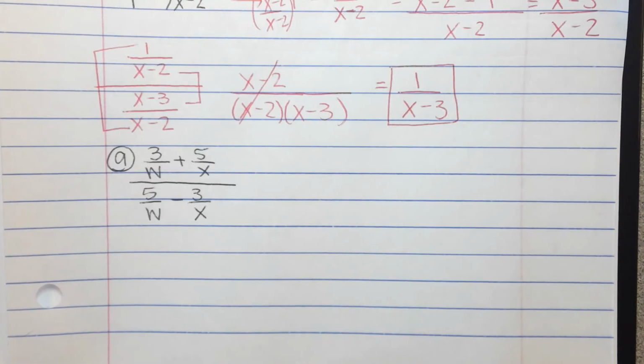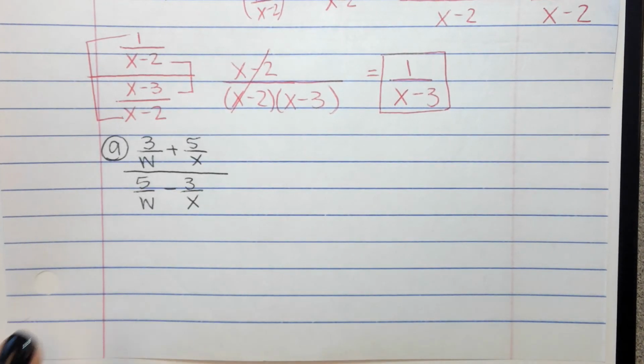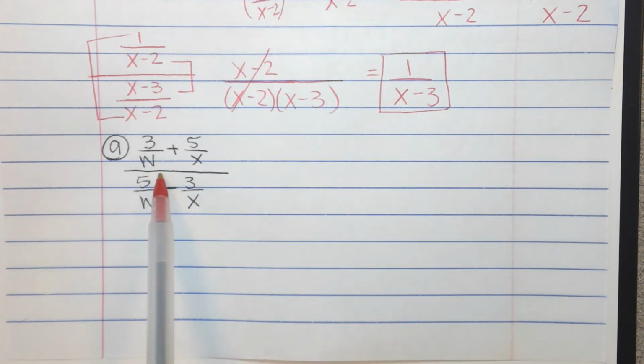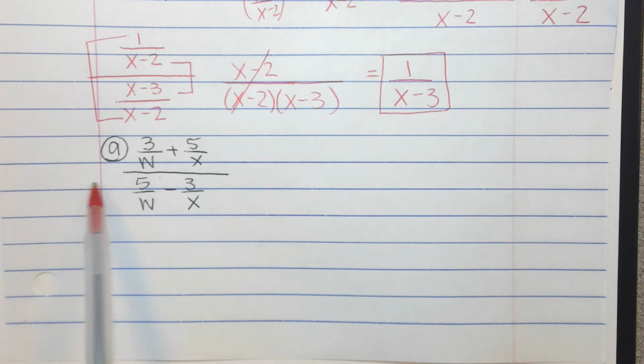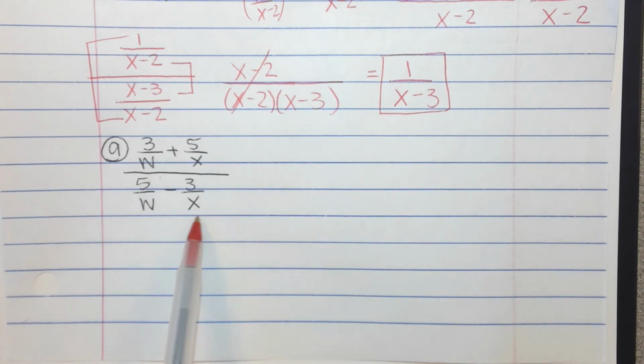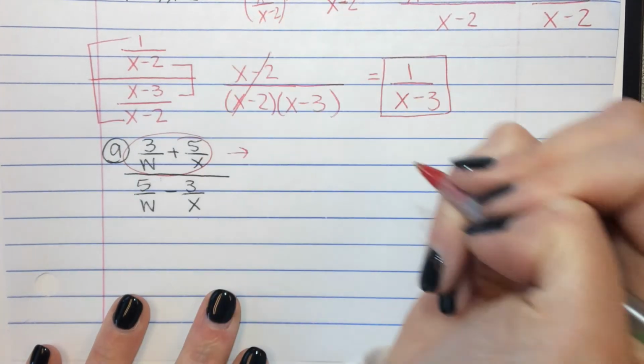Okay, here's number 9. It's our last example. And I'm going to try to fit it all on this last little bit of my page. So we'll see how I do. All right, so on the top we have 3 over w plus 5 over x. Then on the bottom, we're dividing by 5 over w minus 3 over x. So we're going to take each of these and get them simplified.